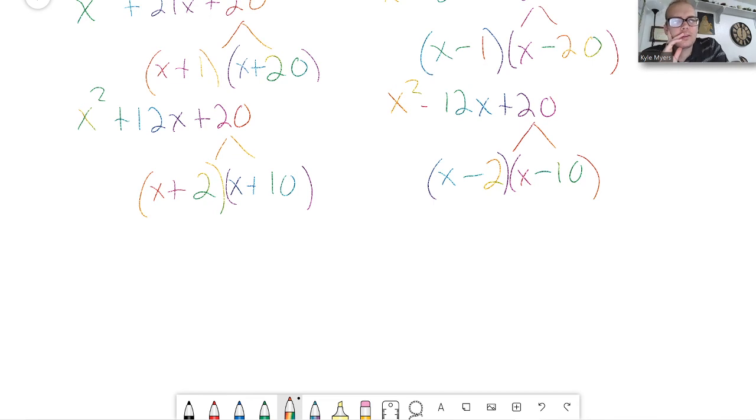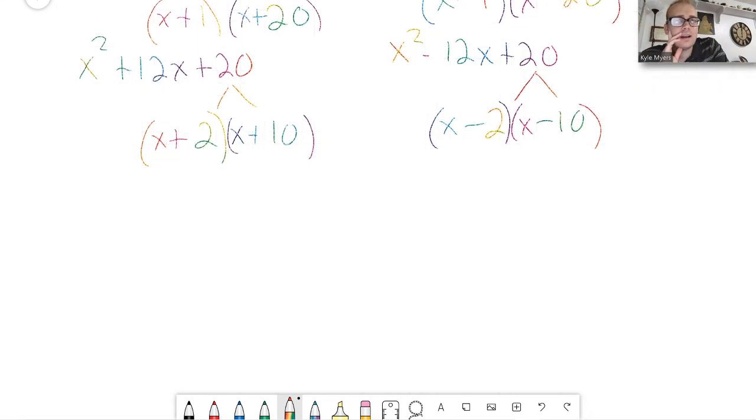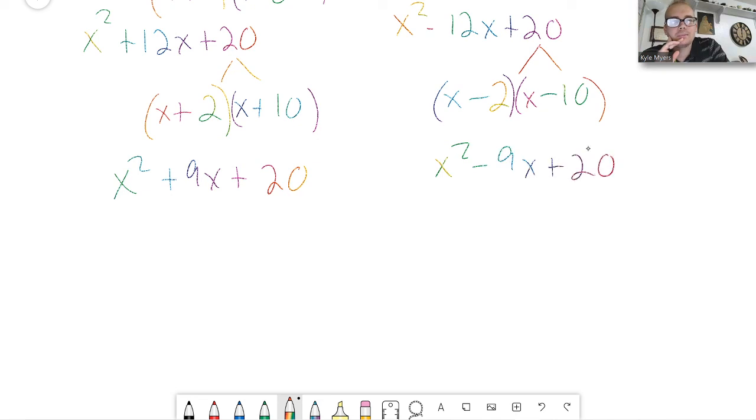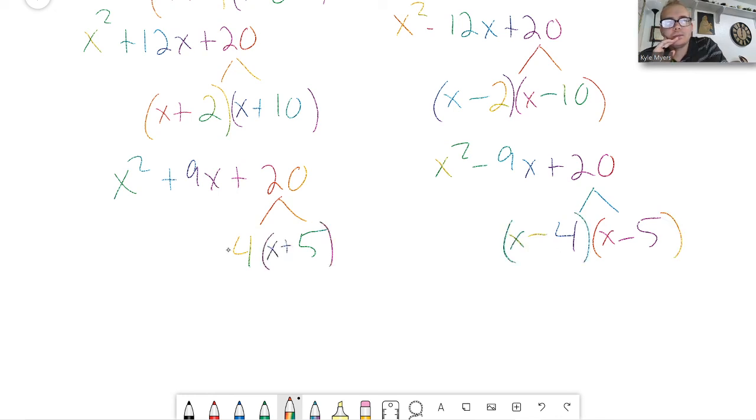Okay, what else multiplies to 20? Let's see, 3 does not multiply by anything to give me 20, at least not in the integer number system. So we would want to multiply by 4 next. So x squared plus 9x plus 20, and x squared minus 9x plus 20. This is 4 and 5. 4 and 5, that's a minus, minus, plus, and plus. And we are done!